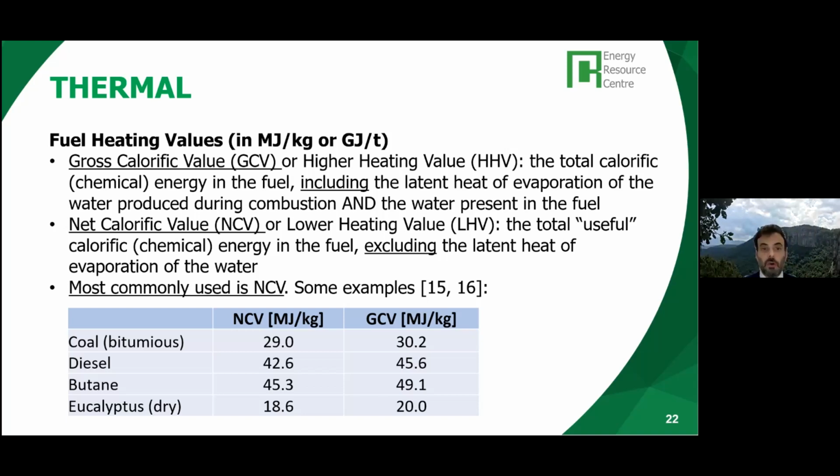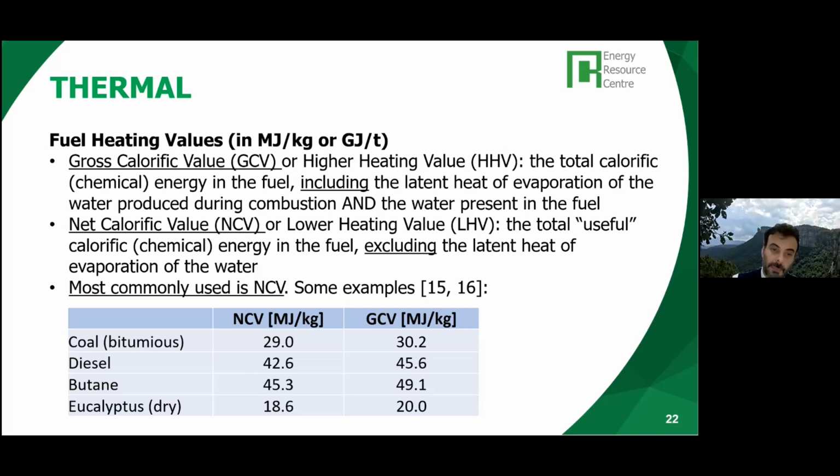The most commonly used form or nomenclature is NCV, and in this table we have some examples. We can compare the calorific value, net calorific value, and gross calorific value of different fuels. Coal, diesel, butane are all, of course, fossil fuels, compared to wood, a type of wood from the eucalyptus tree, already dry, so with a very low content of water, of moisture.